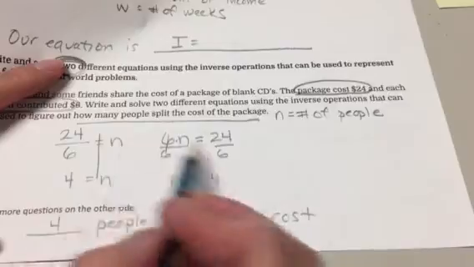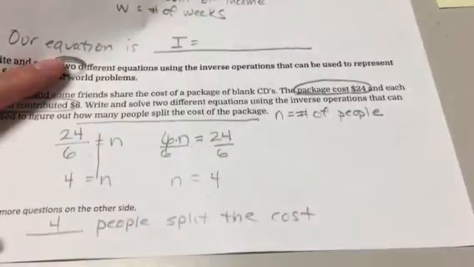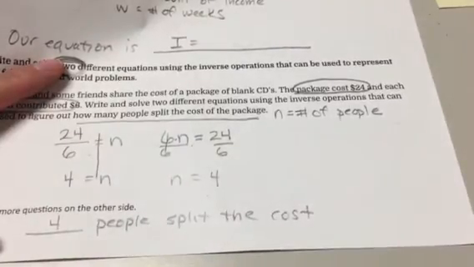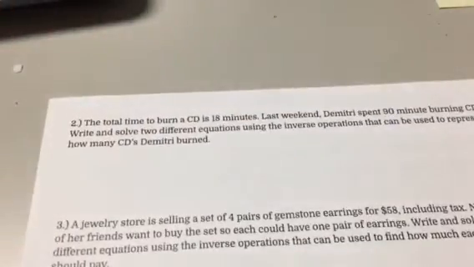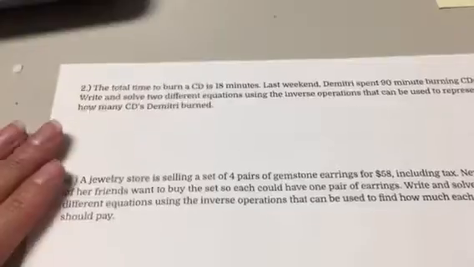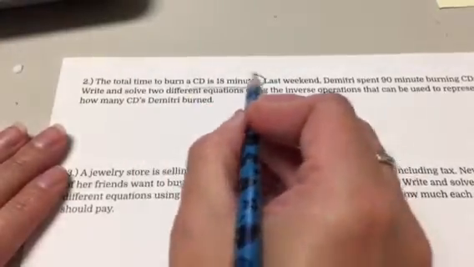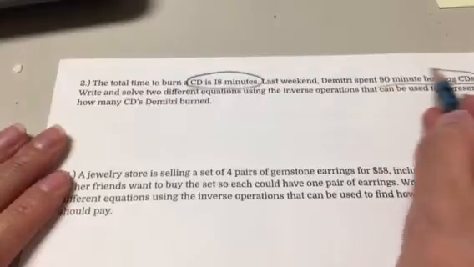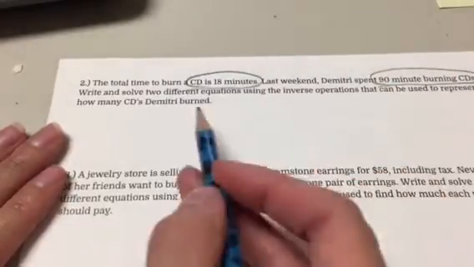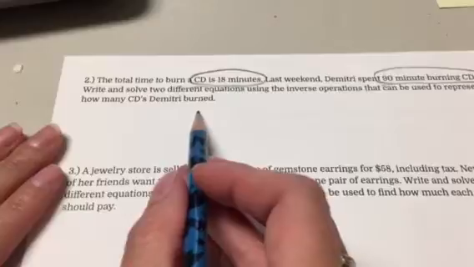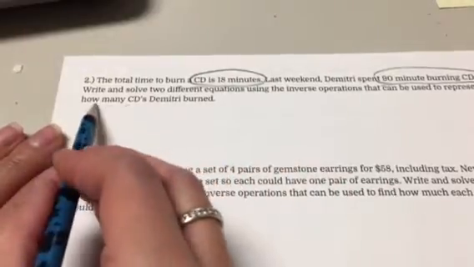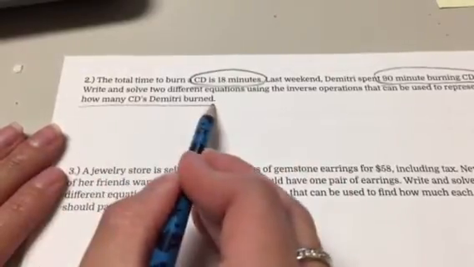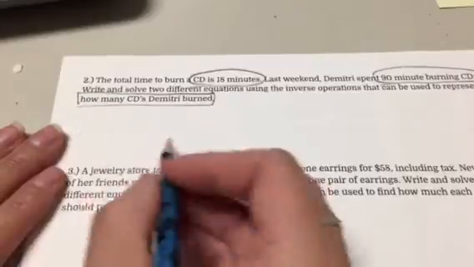And here are the two different equations that we use to figure it out. All right, so flip it to the back. Take a look at number 2. The total time to burn a CD is 18 minutes. Last weekend, Dimitri spent 90 minutes burning CDs. Same thing, write and solve two different equations that can be used to represent how many CDs Dimitri burned. That's what we're looking for.